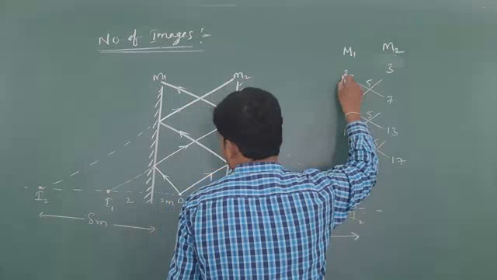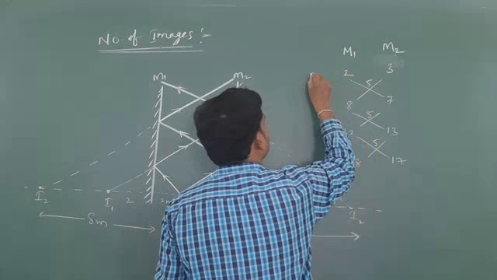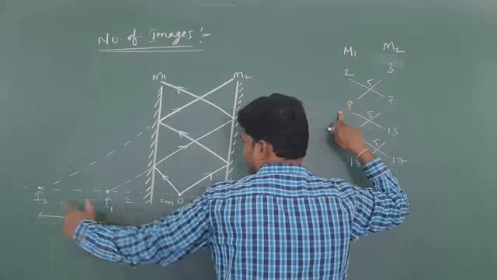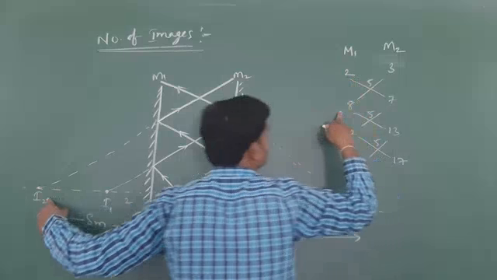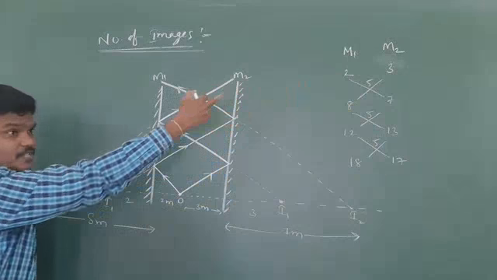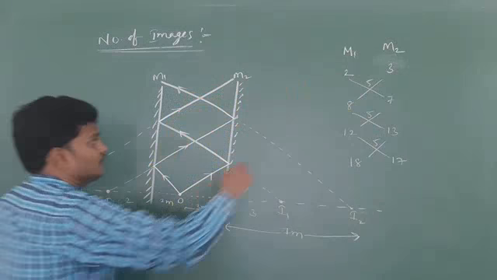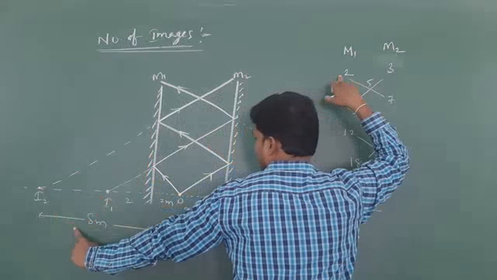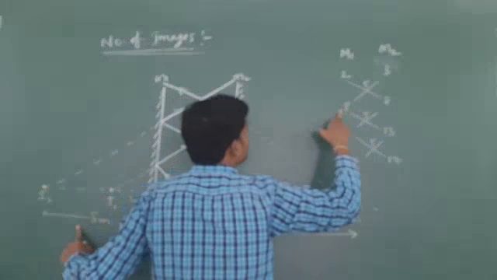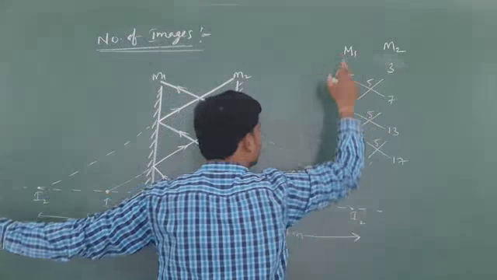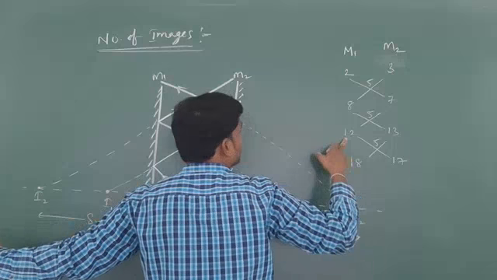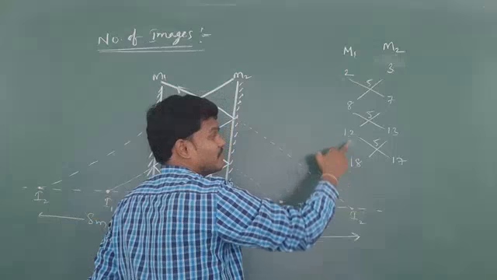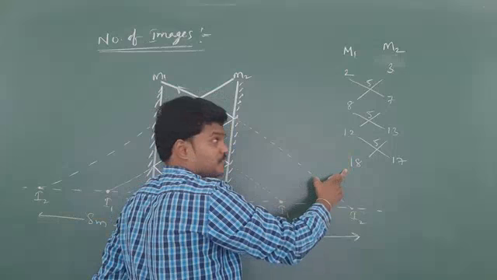See, 2 meter is the distance of the first image from the first mirror. 8 meter is the distance of the second image. What is on the left side, 2? 2 is the distance of the first image from the first mirror. Next is 8, the distance of the second image from the first mirror. Next you will get 12, the distance of the third image from the first mirror. Then the fourth image from the first mirror.